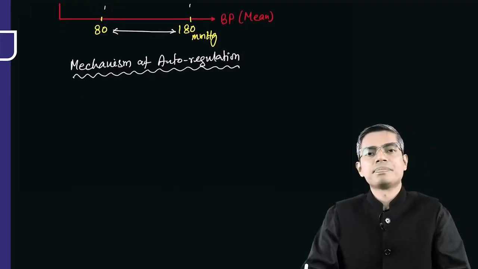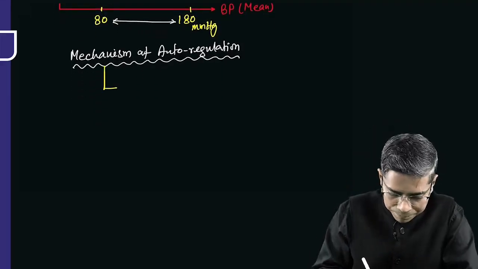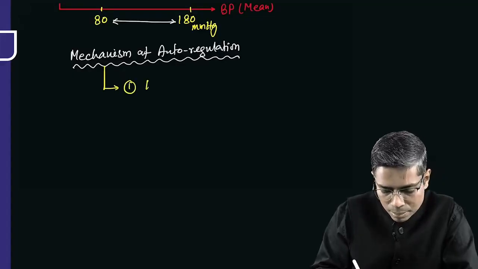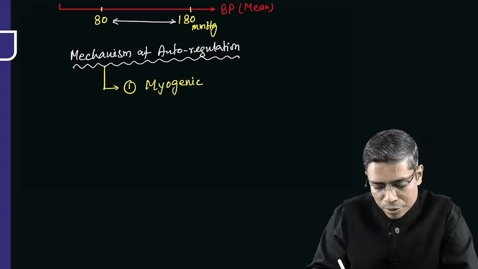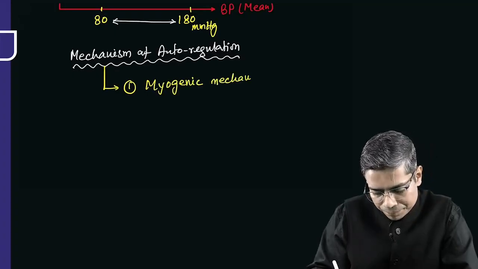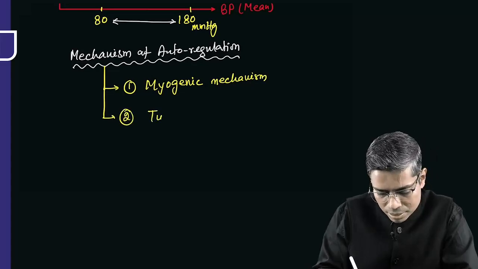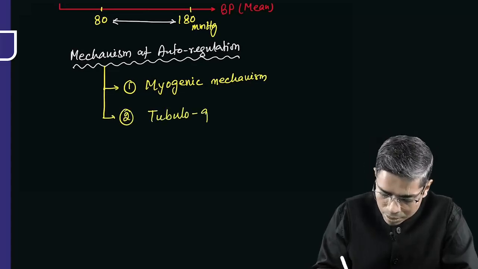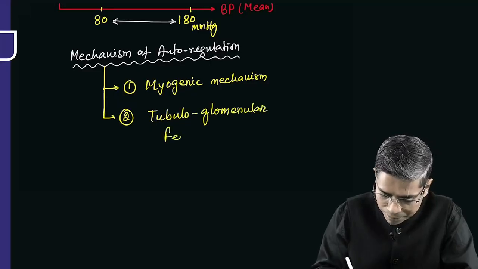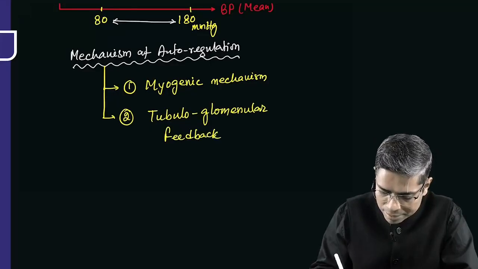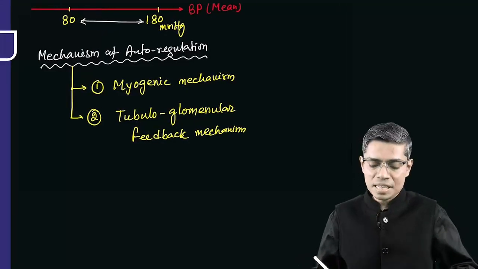There are two mechanisms and both of them are very, very important for MCQ. Number one mechanism is known as the myogenic mechanism. And number two mechanism is known as the tubulo-glomerular feedback mechanism. So this is a kind of feedback mechanism. Tubulo-glomerular feedback mechanism, or TGF.